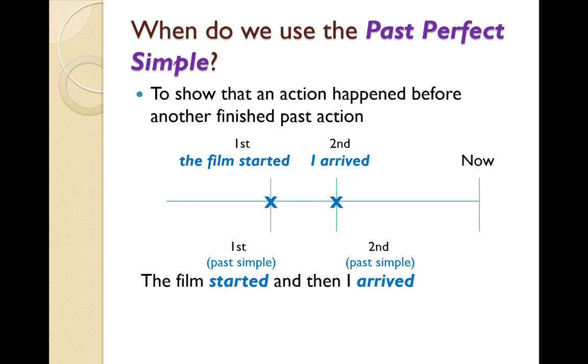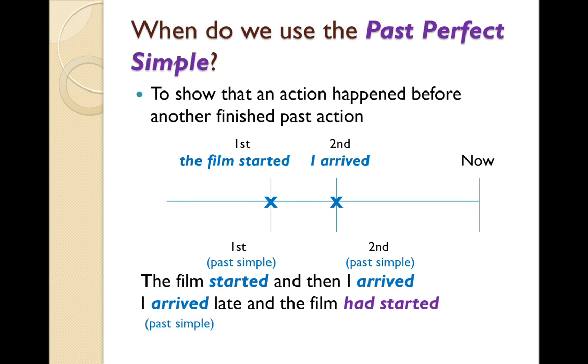But if we start the phrase with the second action, like this, I arrived late and the film had started. So we use the past simple for the second action and the past perfect for the first action. Now we use the past perfect here to show that although this action appears second in the phrase, that it actually happened first.